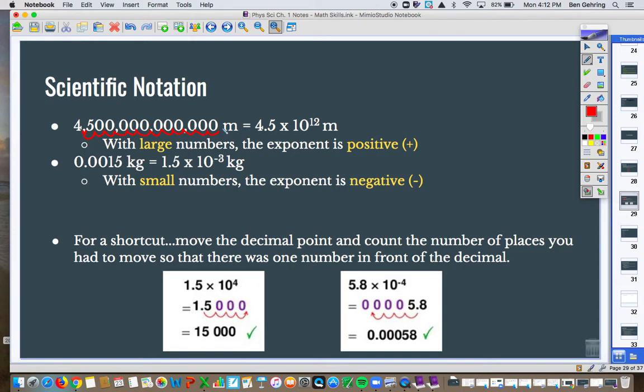For small numbers, for example, 0.0015 kilograms. If we put our decimal here between 1 and 5 to make it between 1 and 10, and we move it, we go 1, 2, 3 places to the left. Because we went back to the left, we got a smaller number than 1. And so we have 1.5 times 10 to the negative third kilograms. For a shortcut, you move the decimal point and count the number of places you move it to get the number back in front of the decimal.